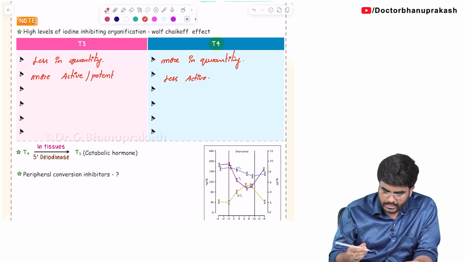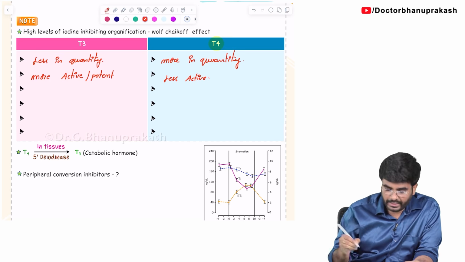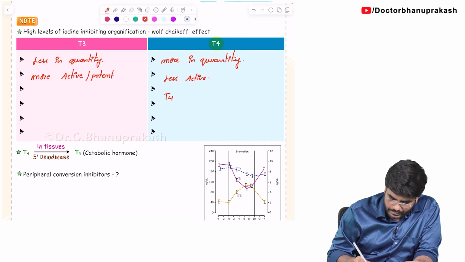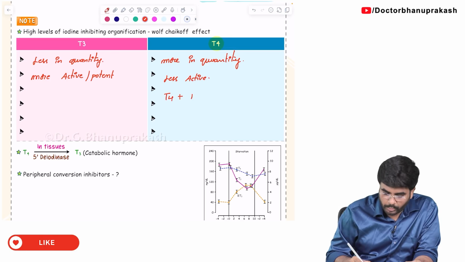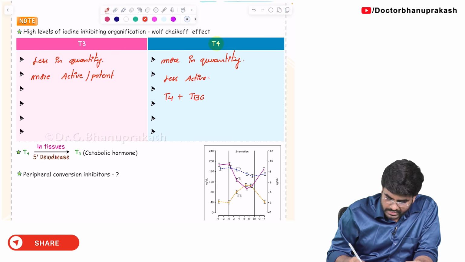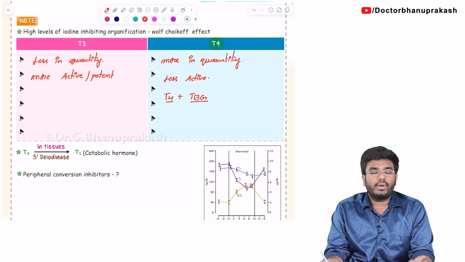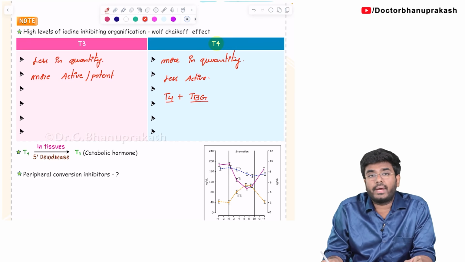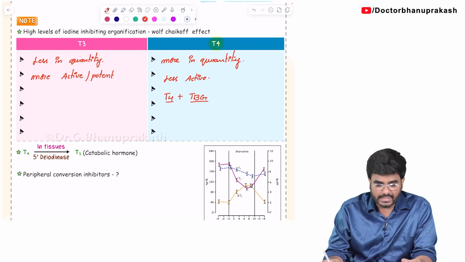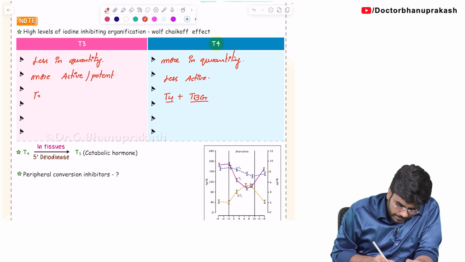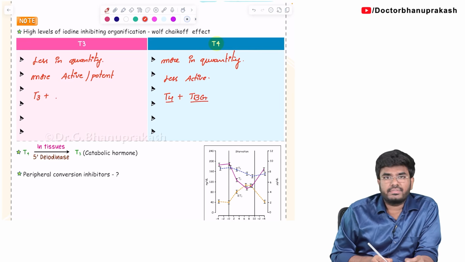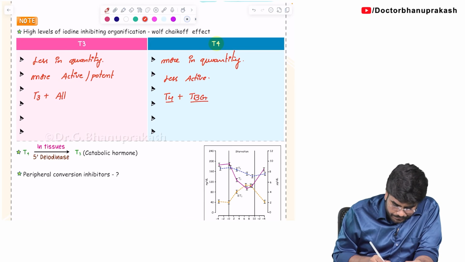Next, T4 mainly binds with a plasma protein. Which plasma protein? Thyroid binding globulins. Most of the T4 is not in the free form. T4 is binding with which plasma protein, guys? Thyroid binding globulins. Very important for the exams. T3 also binds with a plasma protein, mainly albumin.